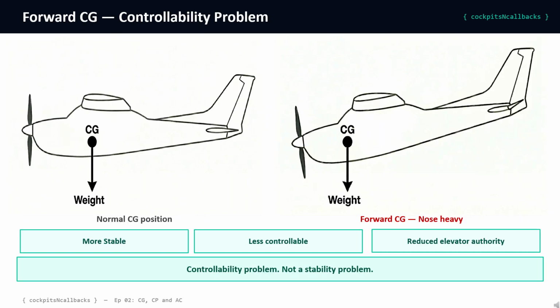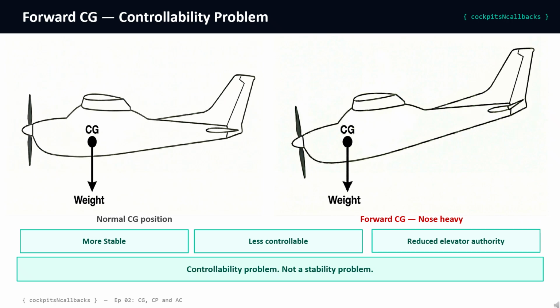CG must stay within limits. The aircraft is certified for a specific forward limit and a specific aft limit. Look at the aircraft on the left. This is the normal CG position with the aircraft level and forces balanced. Now shift your eyes to the aircraft on the right, where CG has moved to the forward limit and the aircraft is nose heavy. Come to the tail and find the elevator there.